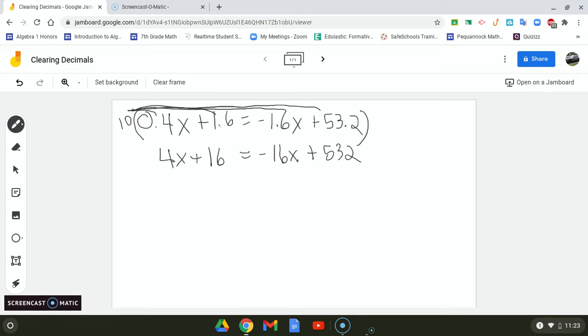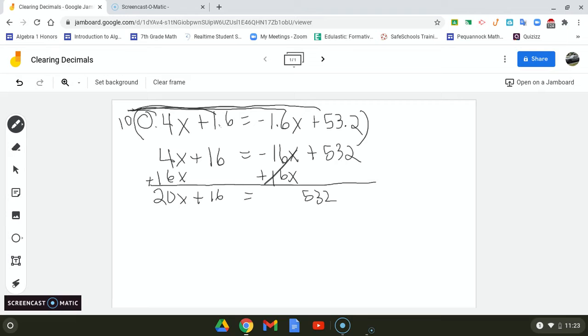Okay, so now what we have to do is get all of the x's to one side and all of the constants to the other side. So let's add 16x to both sides. And again, your choice. You could have subtracted 4x from both sides if you chose. Either way, you're going to get the same answer. So we get 20x plus 16 is going to be equal to 532.